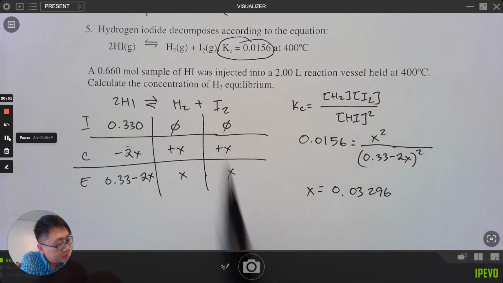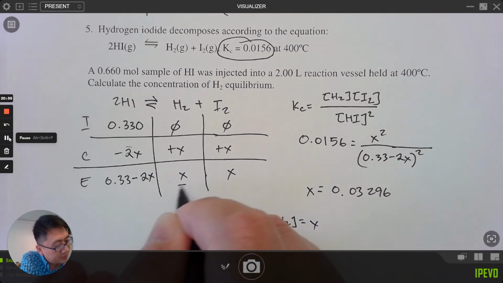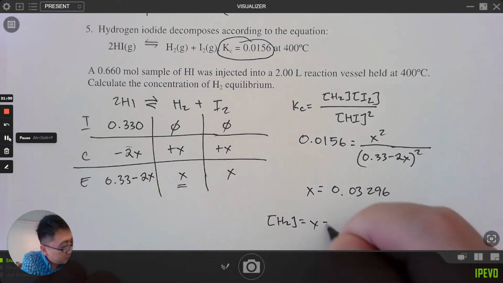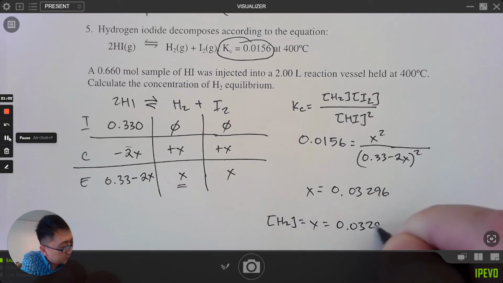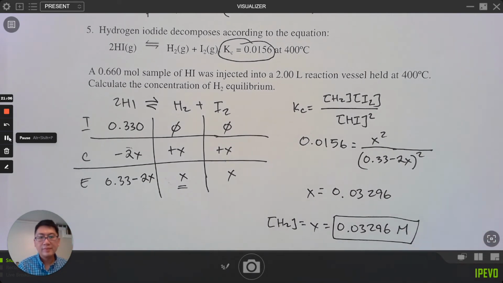The question is, how much is the hydrogen amount at equilibrium? It's x, right there. X being 0.03296, and the units are molarity. So that is the hydrogen concentration.